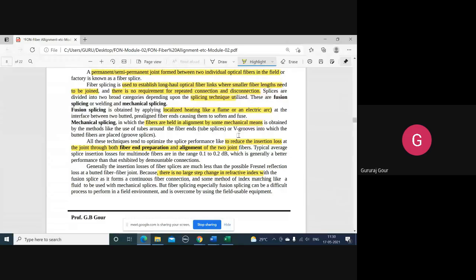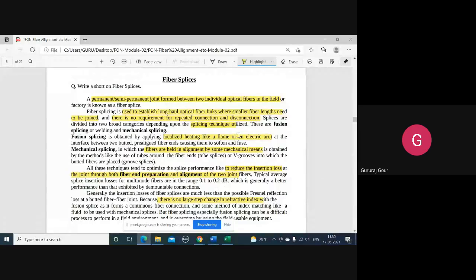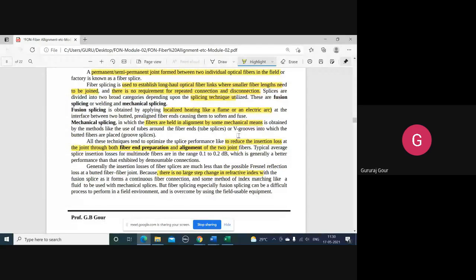The second category under fiber splices is mechanical splicing, where they use conducting tubes in the form of a cylinder or a V groove around the fiber, or you can say some metallic tube. In that metallic tubing, from either end, they insert the two fiber ends they want to join, keeping index matching fluid at the center of the tubing.